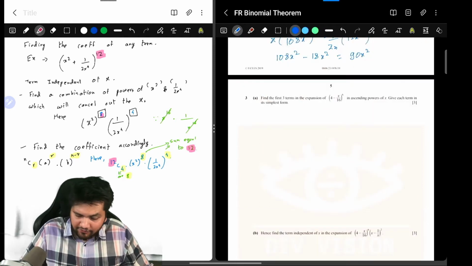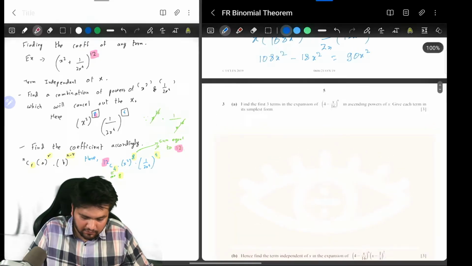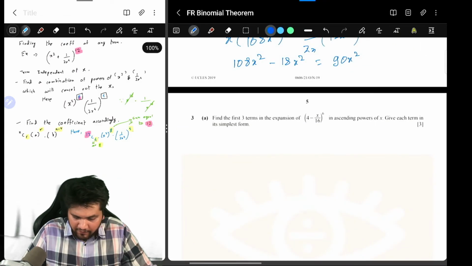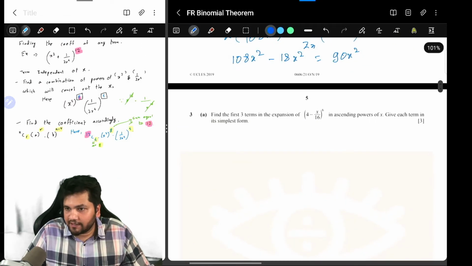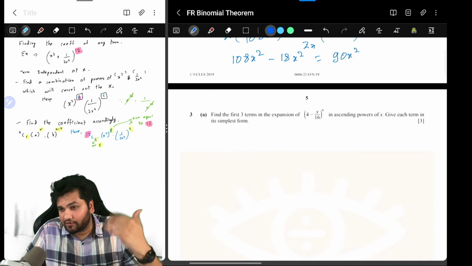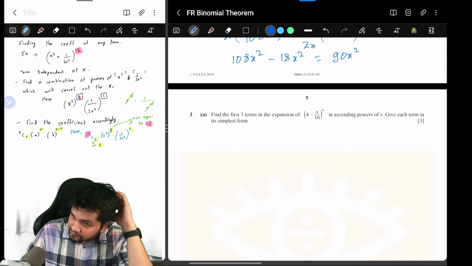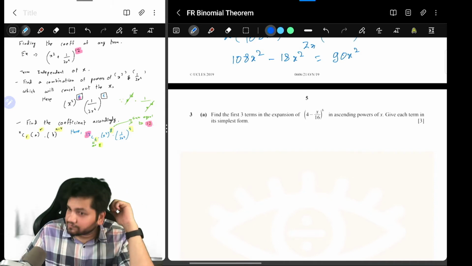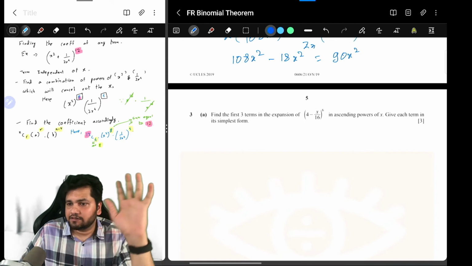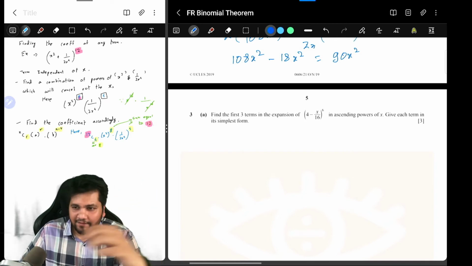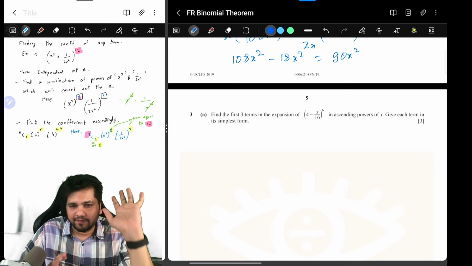This one. Find the first three terms in the expansion of (4 minus x by 16) to the power of 6 in ascending power of x. Give each term in its simplest form. This time it's just negative, that's why I kept it, but it's going to be the same thing, right?